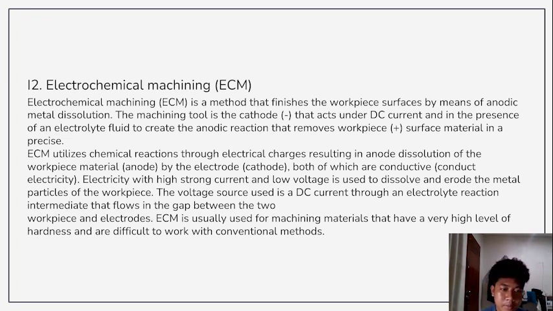ECM, or electrochemical machining, utilizes a chemical reaction through electrical charge, resulting in anode dissolution of the workpiece material by the electrode, both of which are conductive. Electricity with high current and low voltage is used to dissolve the metal particles of the workpiece. The voltage source is DC current through an electrolyte that flows in the gap between the workpiece and electrode.